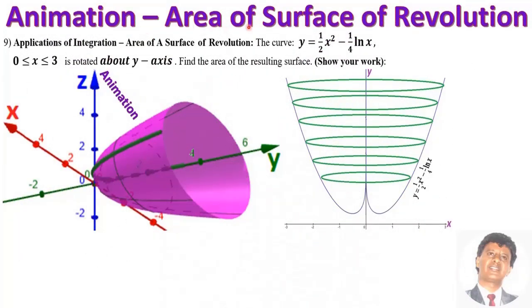The next animation is animation of area of surface of revolution. The curve y equals 1 over 2 x squared minus 1 over 4 ln x, where x is between 0 and 3, is rotated about the y-axis. Find the area of the resulting surface. So that is y equals half x squared minus 1 over 4 ln x, and you're going to rotate this around the y-axis. And this is the volume that is generated, and we'll look at this animation.